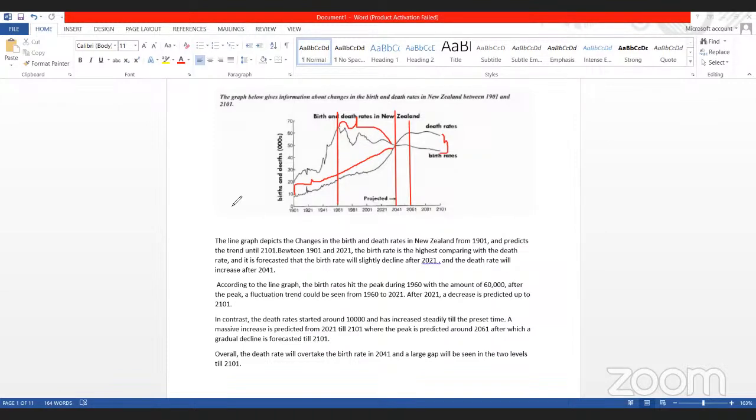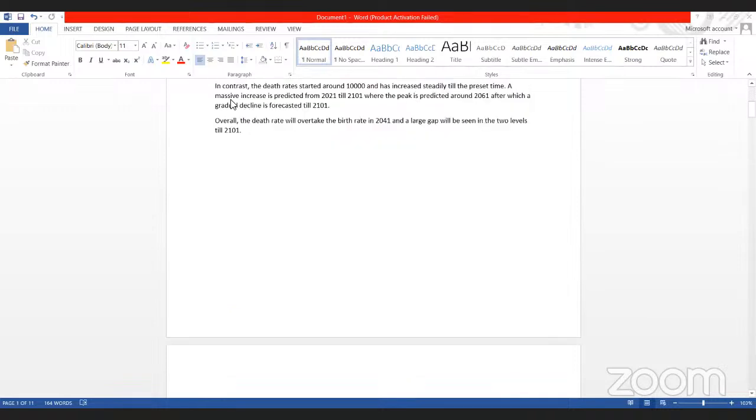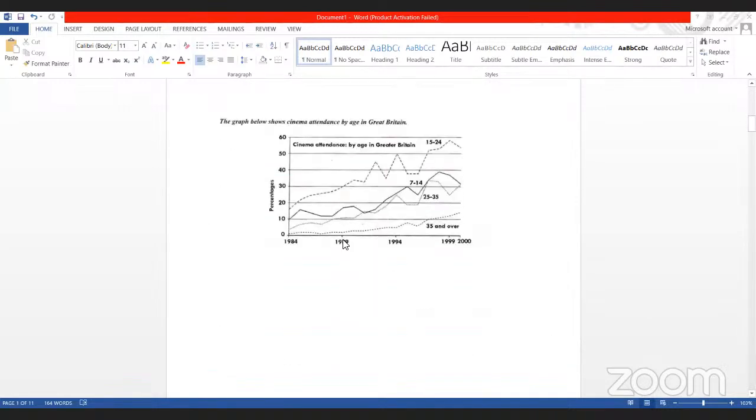This is how you need to write an answer for your writing task 1 line graph, right? Now I'll go through another one because writing only one is not enough, right? So this is the second.